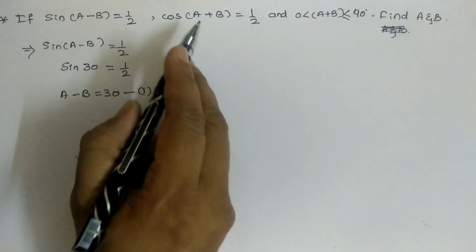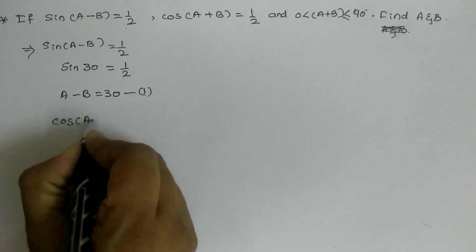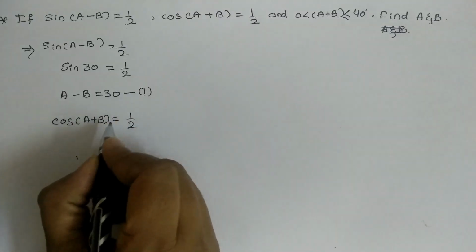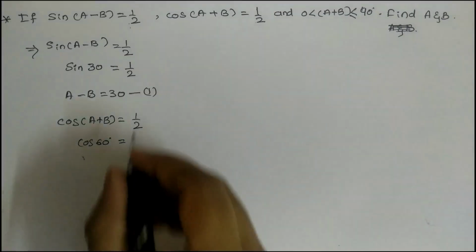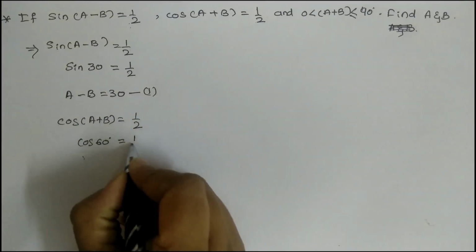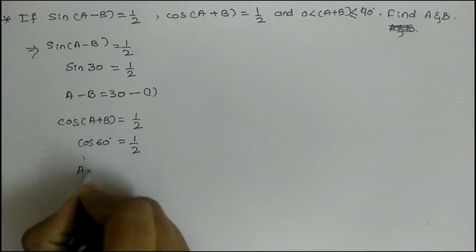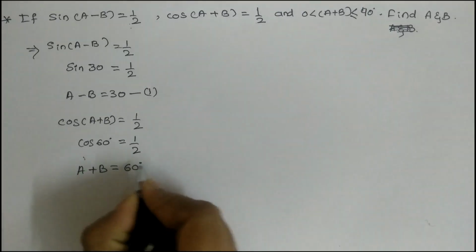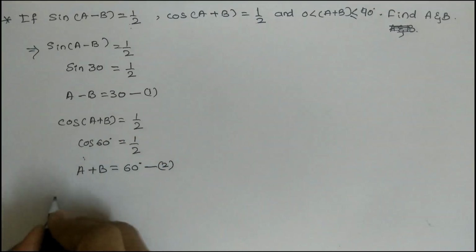In a similar way, let's take the second expression, that is cos of A plus B is equal to 1 by 2. Again here one standard angle of cos gives the value 1 by 2. That is nothing but cos 60 is 1 by 2. Now from these two expressions we can write A plus B is equal to 60 degrees. So let us call this equation 2. Now solving 1 and 2.